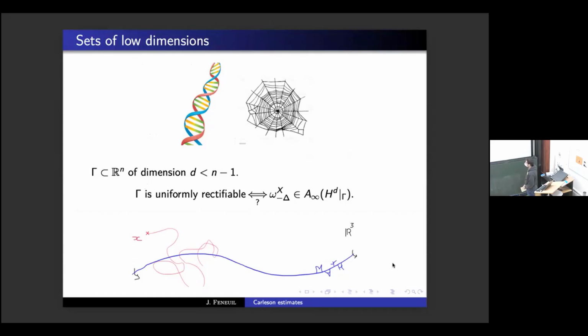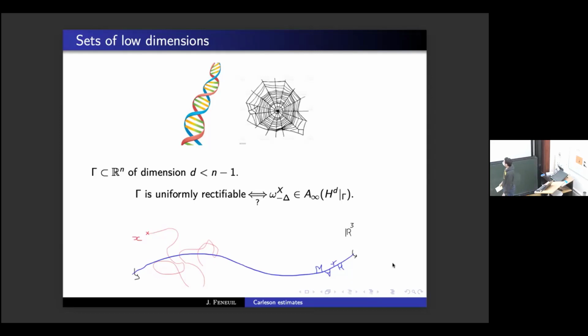So what happens if we take a set of low dimension, and then we take the domain which is the complement of this set, and we try to study some elliptic measure on the boundary of the domain, which is the set we took in the first place? And can we have some characterization of uniform rectifiability using the harmonic measure also?